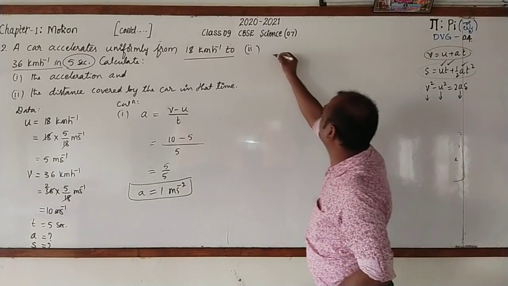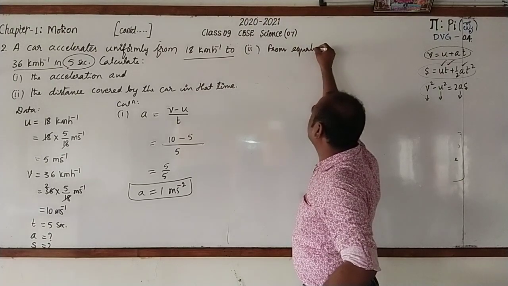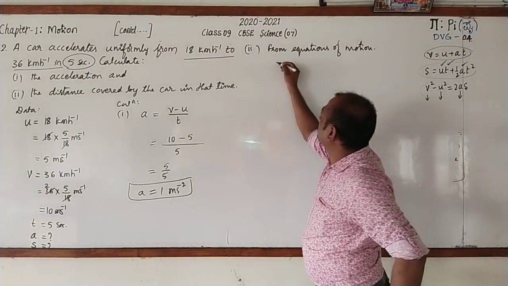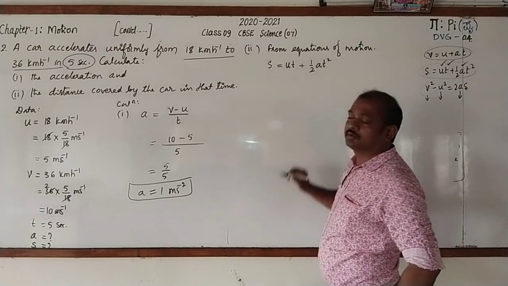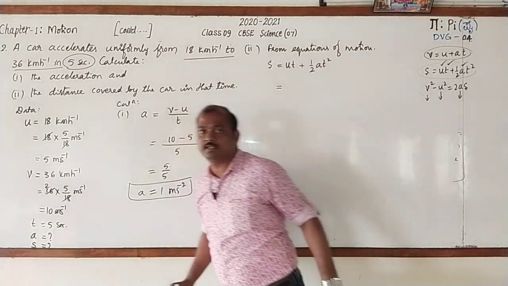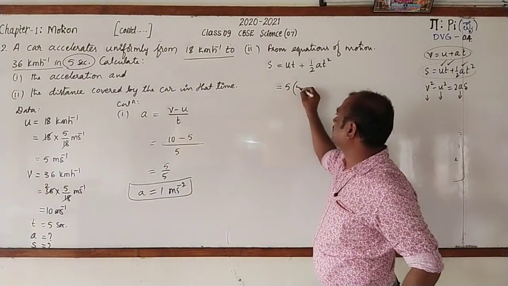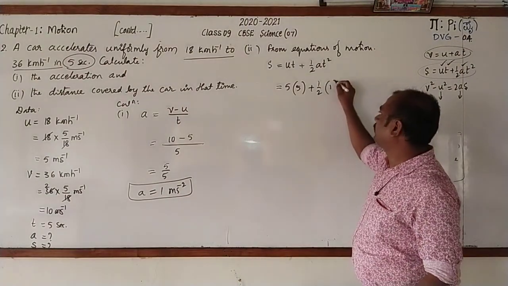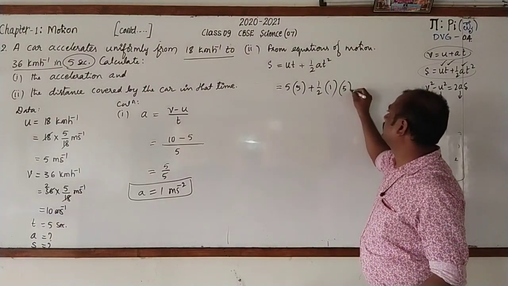That is, from equations of motion, we can write S equal to ut plus half at square. This is equal to, what is u? Initial velocity is 5 meter per second. What about the time taken? 5 seconds. Plus half into acceleration of the car, 1 meter per second square, into the time, 5, whole square.